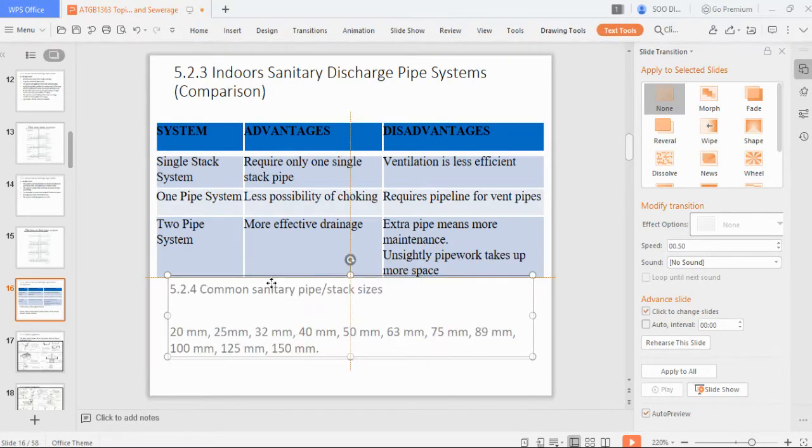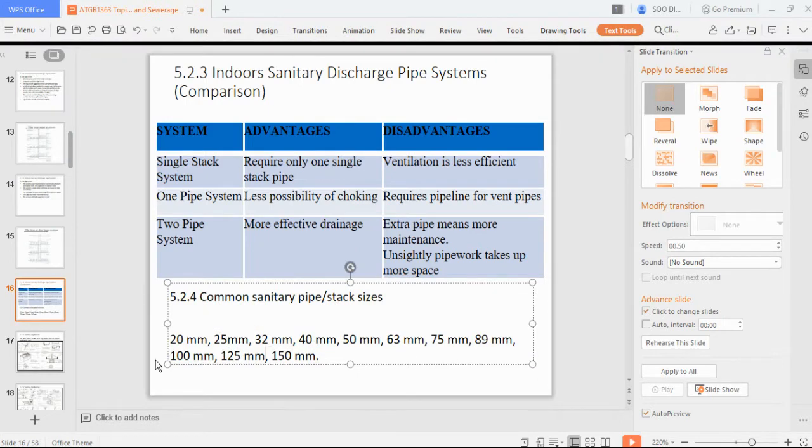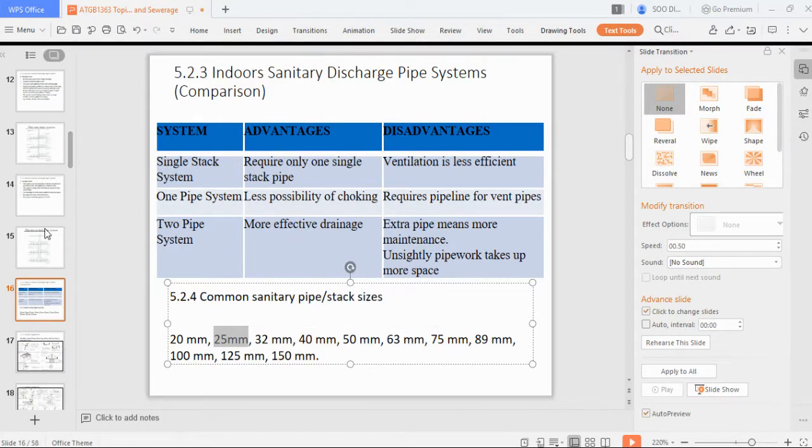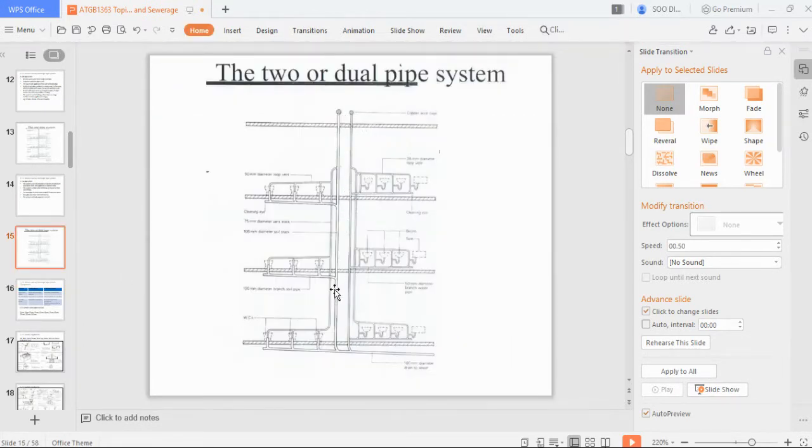So common sanitary pipe sizes you have as below, usually 20, 25, 32. So for your minor pipeline, you can find that for your WC or your basin to the main pipeline, usually you can find maybe 20 to 25 mm for this discharge. And then when you go towards your main pipeline, let's say for this pipe system, this will definitely be bigger. It can be up to 150 to 200 mm diameter, to accommodate all the piping going into this pipe.